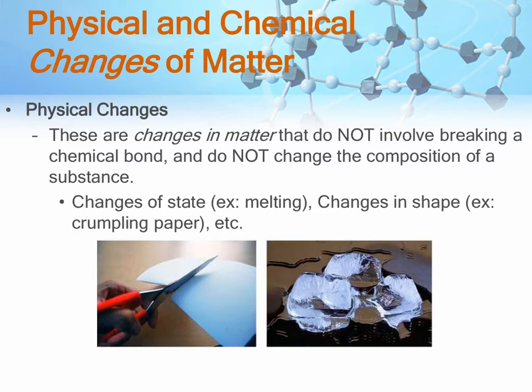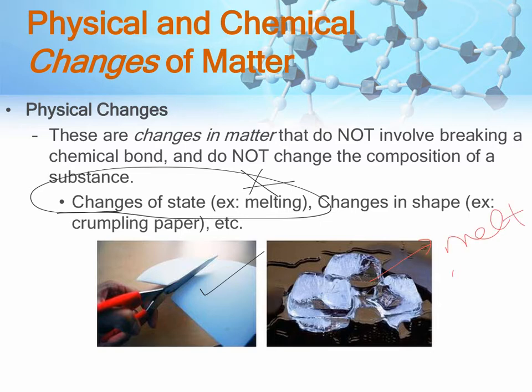So what are some examples of physical changes? Things like ripping up or cutting up a piece of paper. Any change of state is a physical change. That's an important one. A lot of students get that mixed up. For example, when you melt ice, that is a physical change. You still have H2O. You haven't broken any chemical bonds.